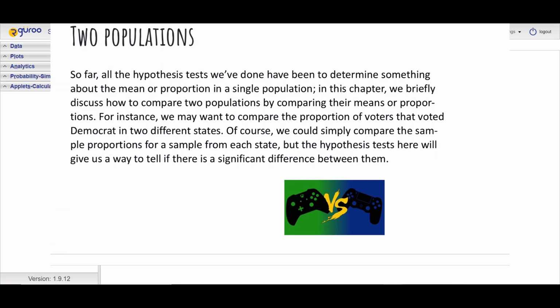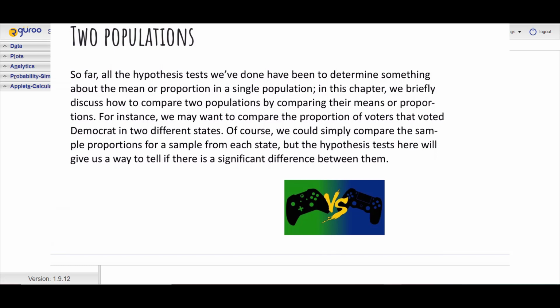So here's an example. If you wanted to compare the proportion of Democrat voters in 2 different states, you could perform one of these 2 population tests. So you can compare the sample means of both states, but again, that's only a sample, and that's a representation, yes, of the population, but is it the best we can do? This is where the hypothesis test comes in.